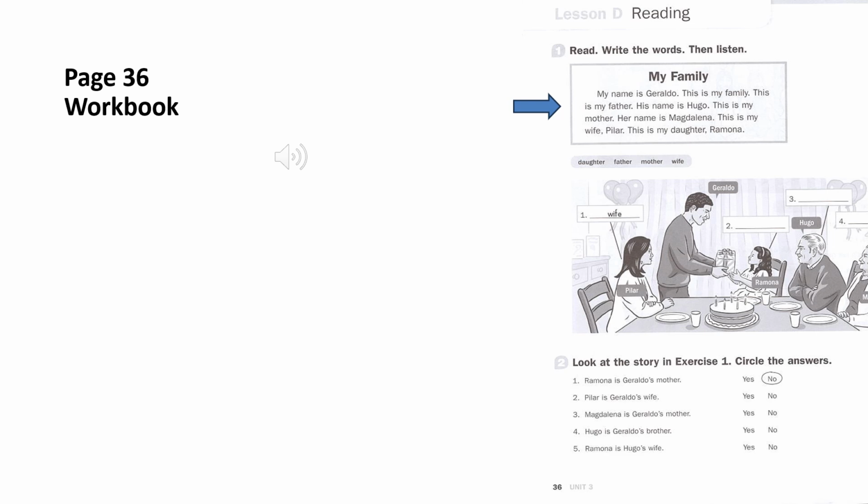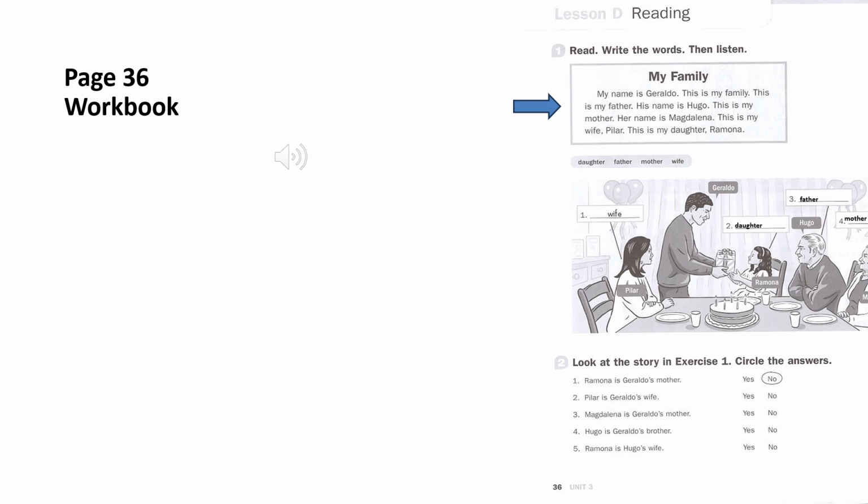Page 36. Exercise 1. Track 12. My family. My name is Geraldo. This is my family. This is my father. His name is Hugo. This is my mother. Her name is Magdalena. This is my wife, Pilar. This is my daughter, Ramona.